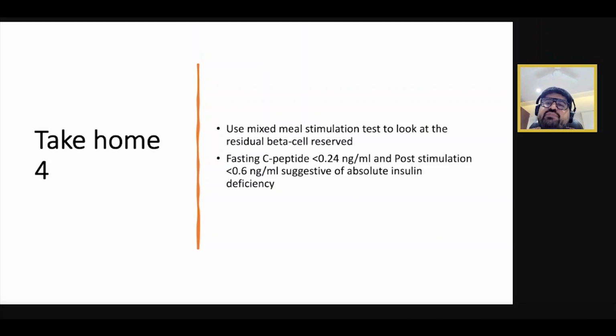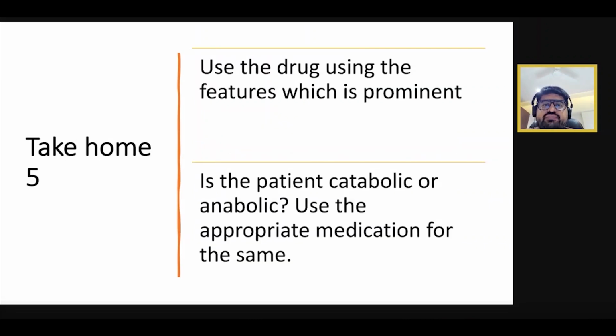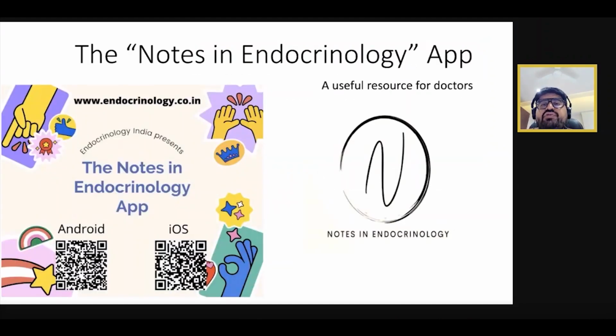Finally, mixed meal stimulation is a useful test. If you have a fasting C-peptide less than 0.24 or random or post-stimulation C-peptide less than 0.6, it is suggestive of absolute insulin deficiency and you should give insulin. Use the drug according to the prominent feature. So if you have more catabolic features or more beta cell depletion features, or more anabolic features, you will use the right drug. You need to see clinically whether the patient is catabolic or anabolic and use the right drug for the right patient.